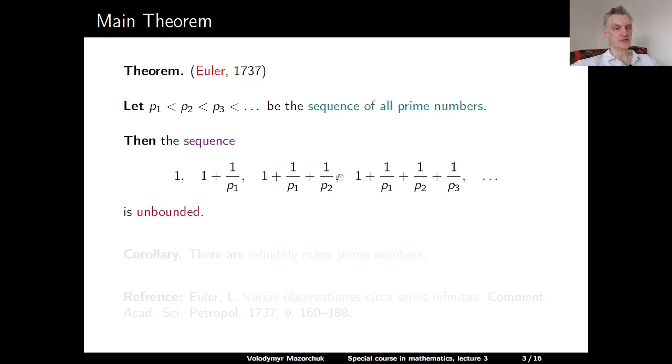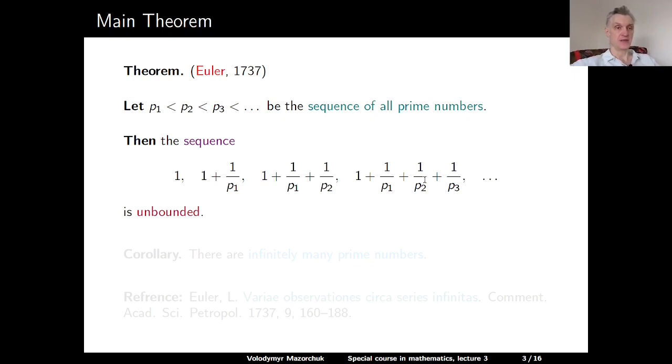The first element of the sequence is 1. The second element is 1 plus 1 divided by p1. The third element is 1 plus 1 divided by p1 plus 1 divided by p2. And so on. So it's a sum of reciprocals of the prime numbers, of the first i prime numbers.